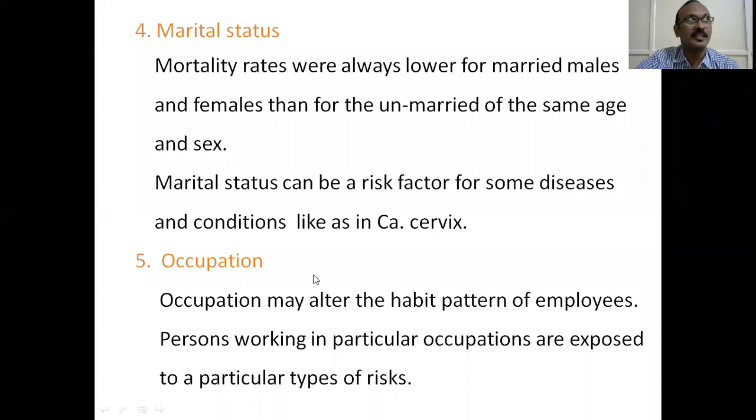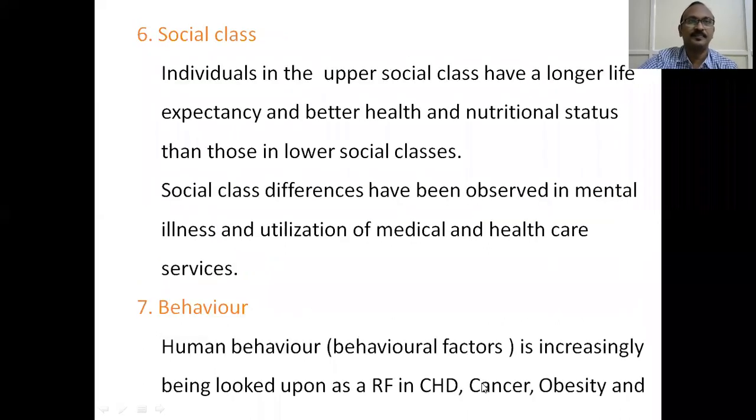Occupation may also alter the habit pattern of employees. Certain occupations are responsible for certain types of diseases. Persons working in particular occupations are exposed to particular types of risks. For example, people working in mines or coal industries suffer a type of pneumoconiosis, and that is coal workers' pneumoconiosis. Likewise, working in asbestos industries, they suffer from asbestosis, and farmers are involved with farmers' lung, like that.